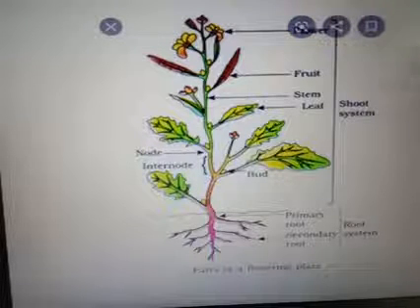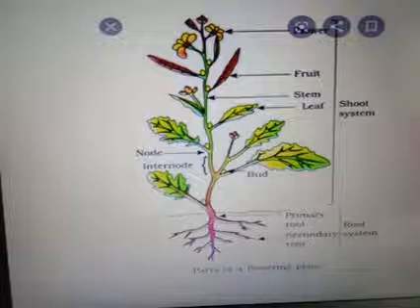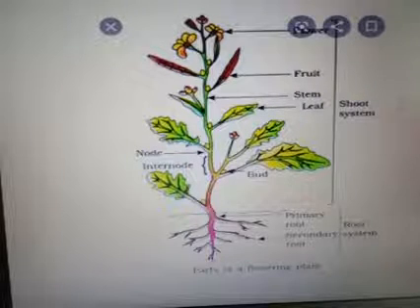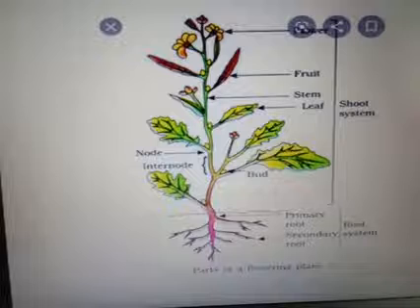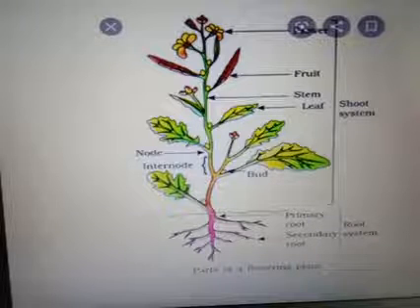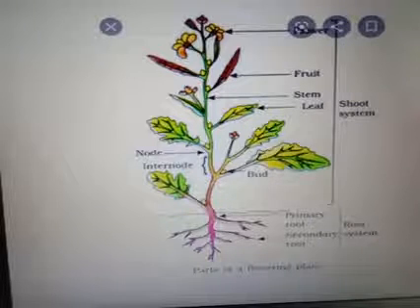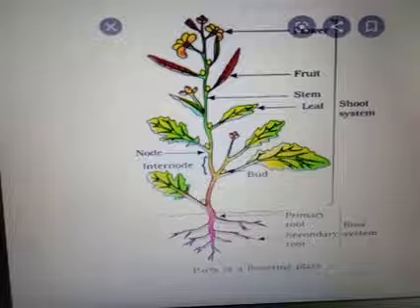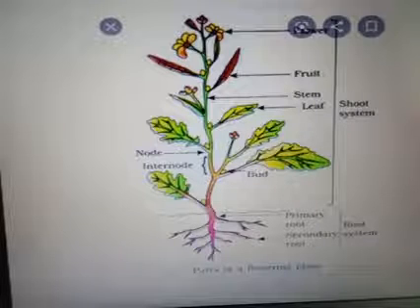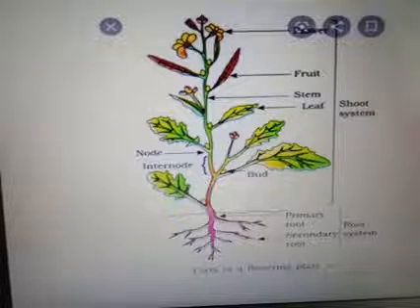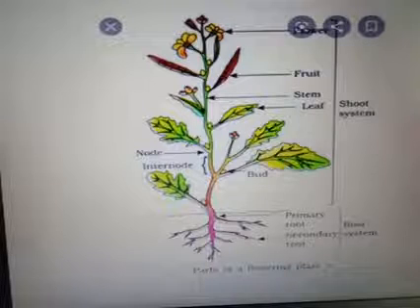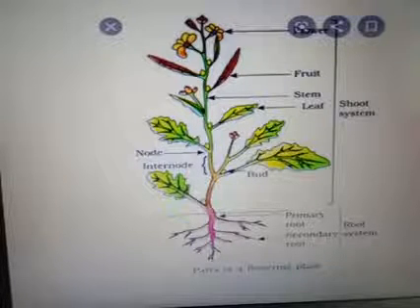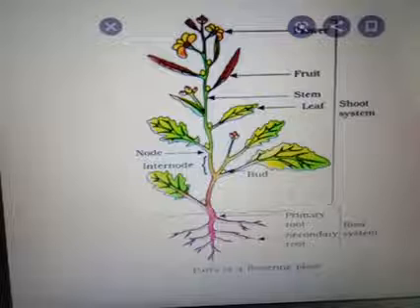Clear? So a typical flowering plant shows vegetative and reproductive phases. Vegetative parts means stem, branches, leaves and the buds. And the portion which helps the organism for reproduction is known as reproductive parts. It includes flowers, fruits and the seeds.